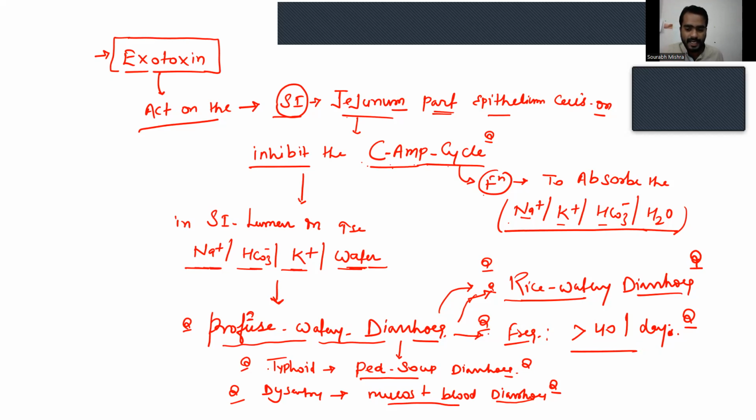In cholera we are saying rice watery diarrhea, same like a special type of diarrhea in typhoid, you see pea soup diarrhea, and same like dysentery, you see mucus plus blood present in your stool. So in cholera you see rice watery diarrhea, in typhoid pea soup diarrhea, and in dysentery mucus plus blood. So on the basis of normal observation of the stool, we can differentiate cholera, typhoid, and dysentery.